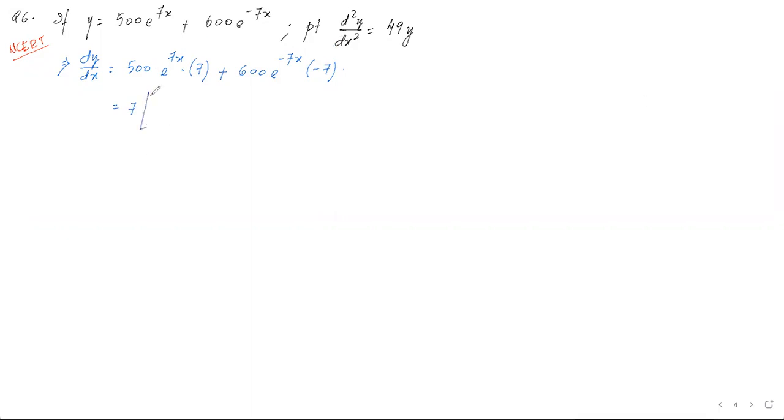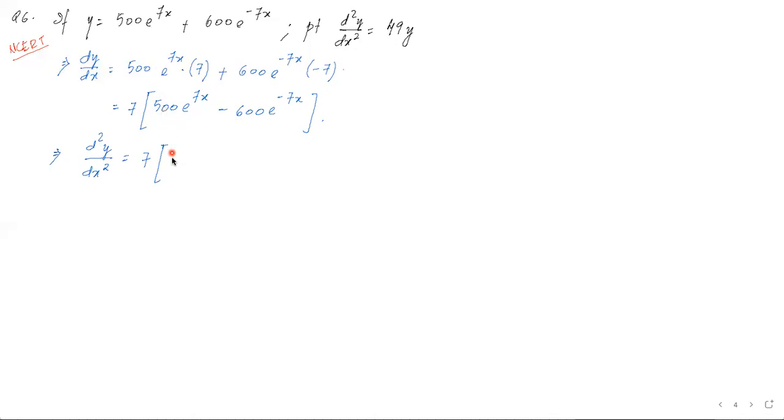I took out 7. What am I left with? It is 500 e to the power 7x, then minus sign, this is 600 e to the power minus 7x. This is what is remaining. Now I'll go for the double order derivative. This is d2y by dx2. 7 being a constant, it will remain outside this big bracket. And once again, we have to differentiate this entire bracket part.